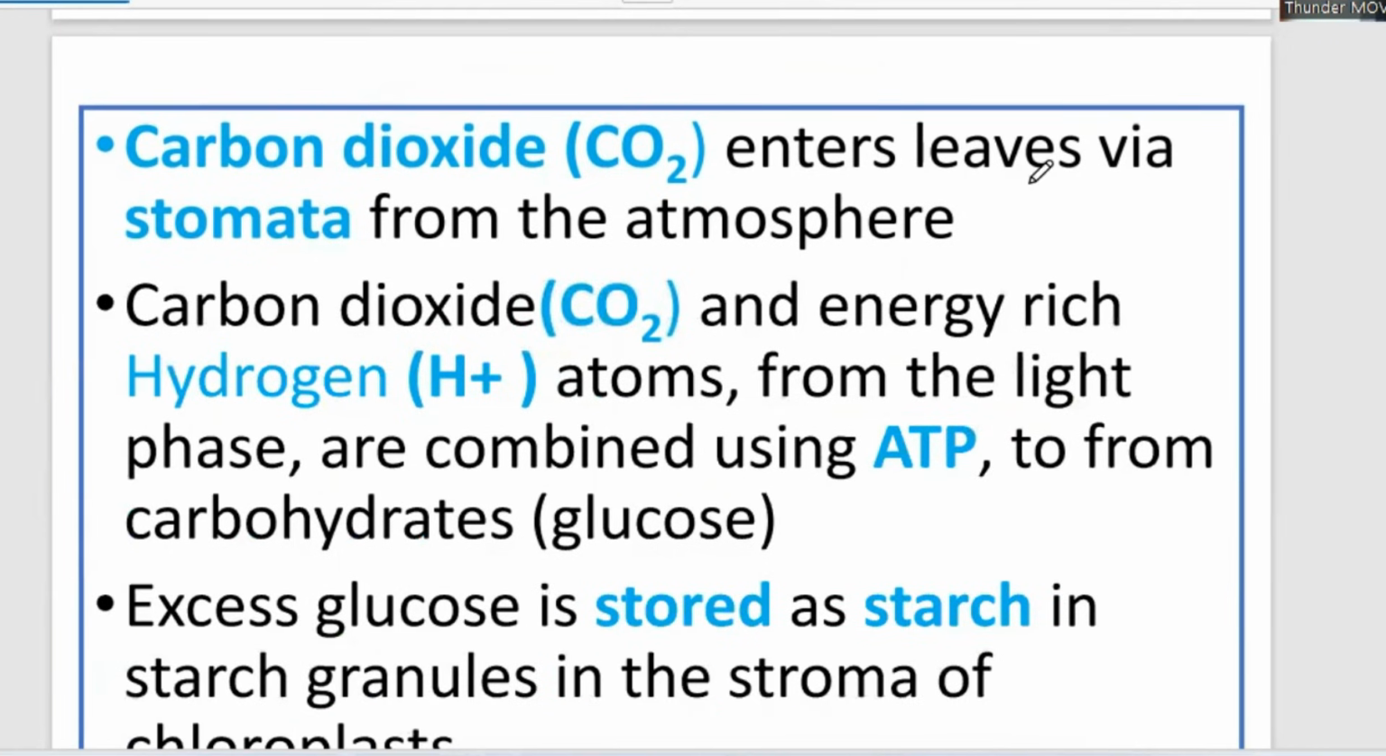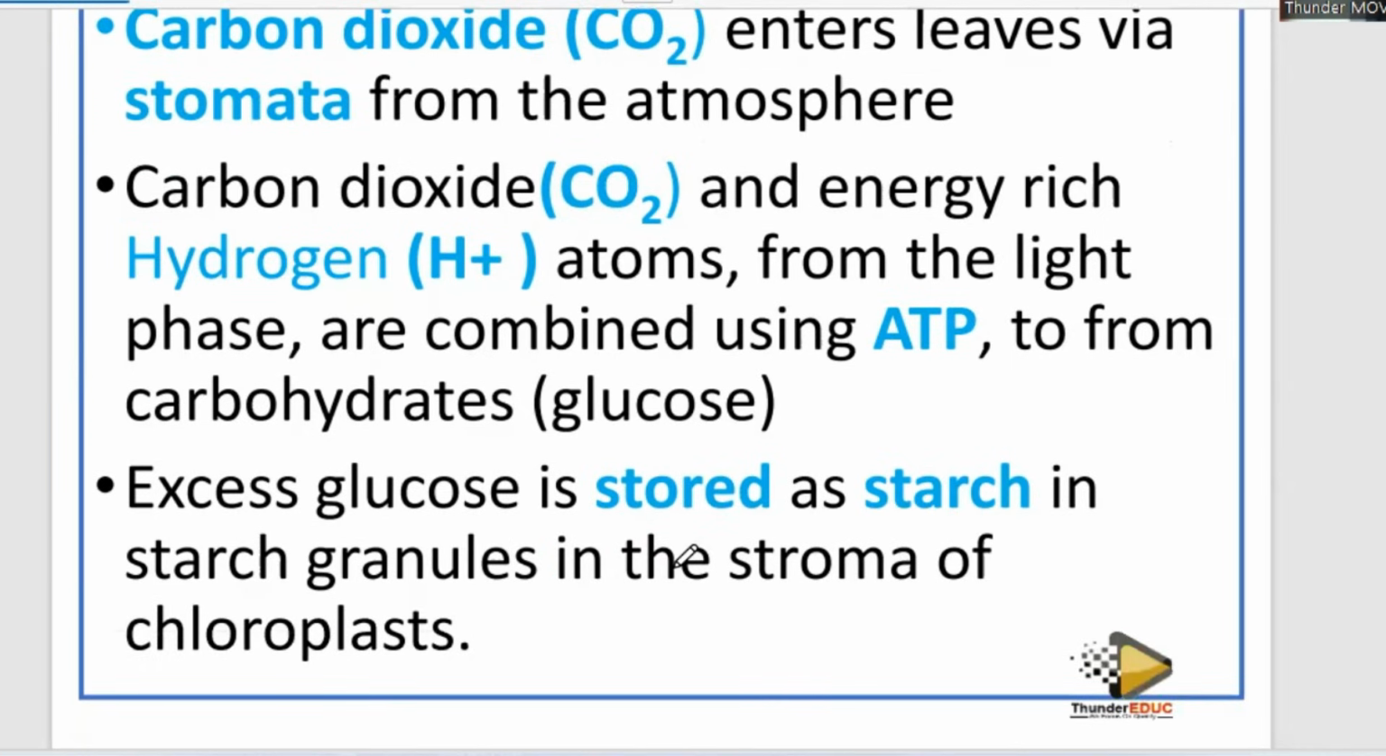Carbon dioxide enters the leaf via the stomata. If one is called a stoma, the many are called stomata. From the atmosphere, via those holes we saw down there, carbon dioxide and the energy-rich hydrogen atoms from the light phase, as we have seen, are combined using ATP, which is also from the light phase, to form carbohydrates, which we call glucose.